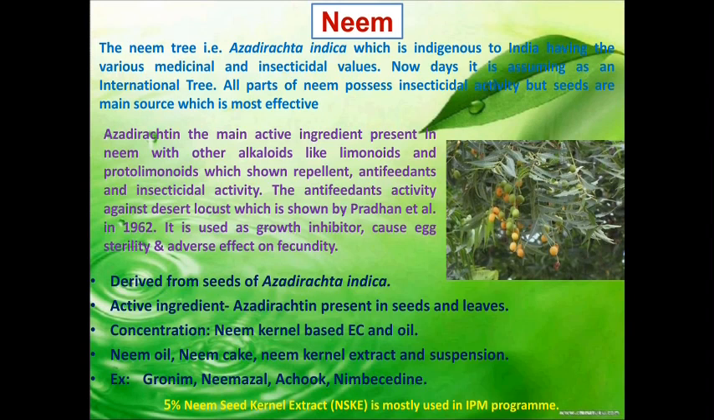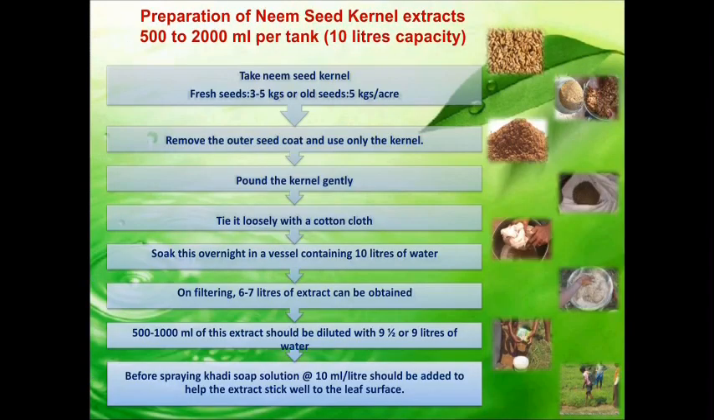Then here, the concentration of neem seed kernel is based on EC and oil. Neem oil, neem cake, neem kernel extract and suspensions are mostly used. For example, in the market there are trade names such as Greening, Nimazole, Achook and Nimbecidine. For integrated pest management, the 5% neem seed kernel extract is mostly used in IPM techniques.